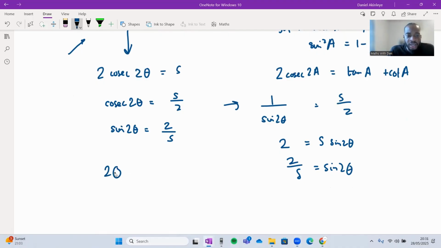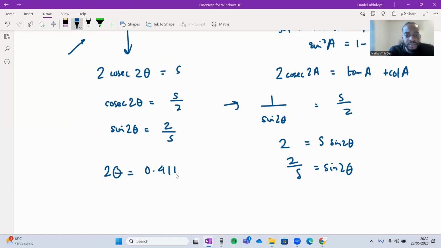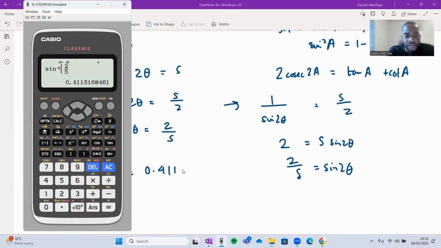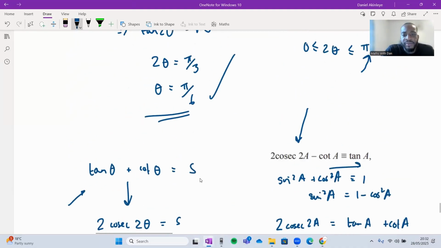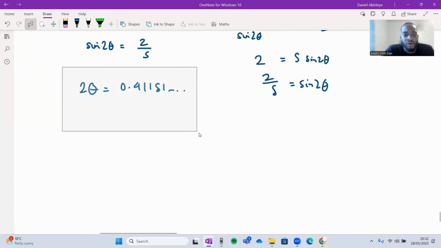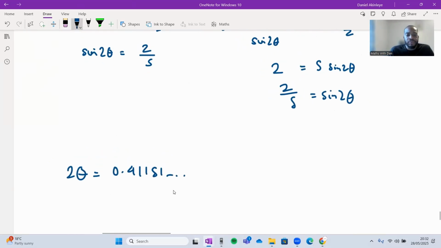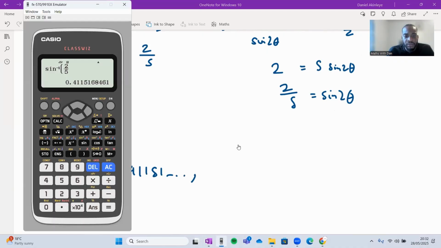So now we can solve this then. 2 theta is going to be the sine inverse of 2 over 5. So I'll put it in the calculator and see what we get. Sine inverse of 2/5 is going to equal 0.411, blah, blah, blah. We want theta to be between 0 and pi. That's fine. How do we get the next value of theta when we're dealing with sine? What's the rule? Exactly, Bianca. 180 minus theta.